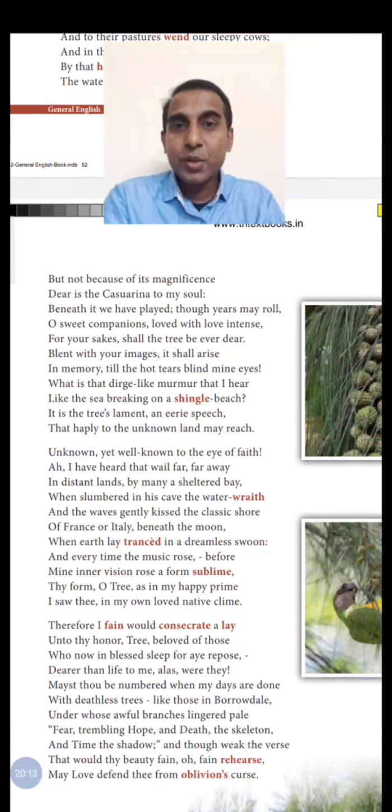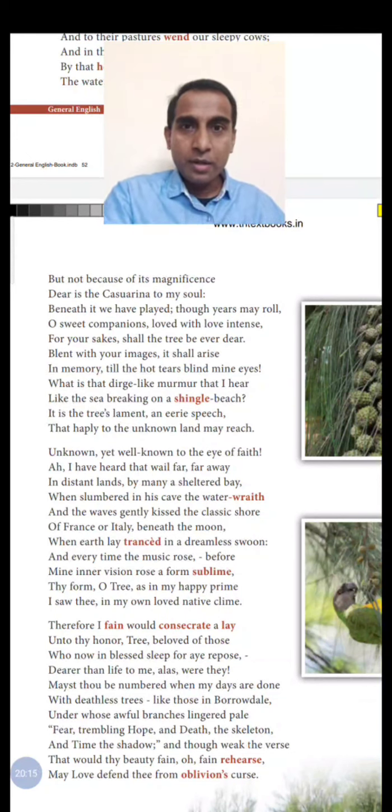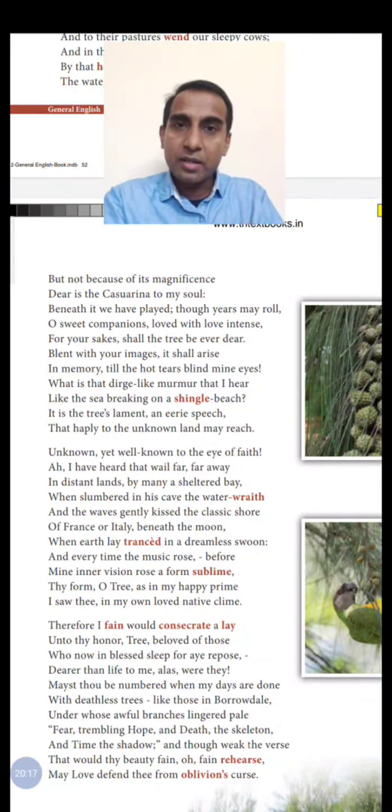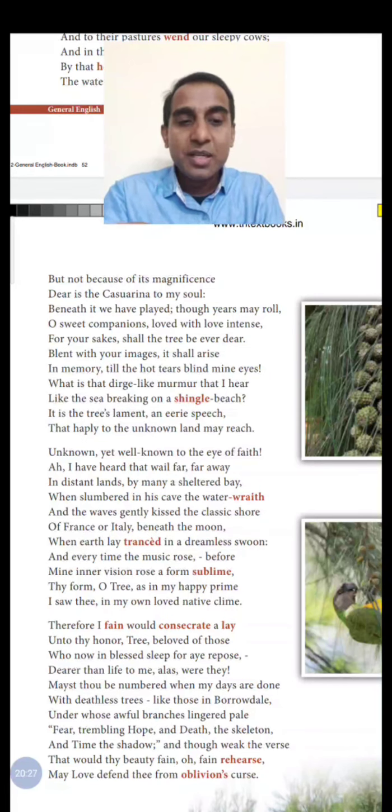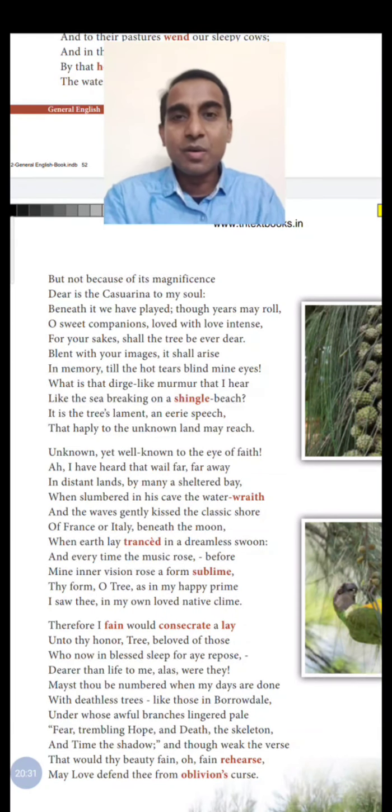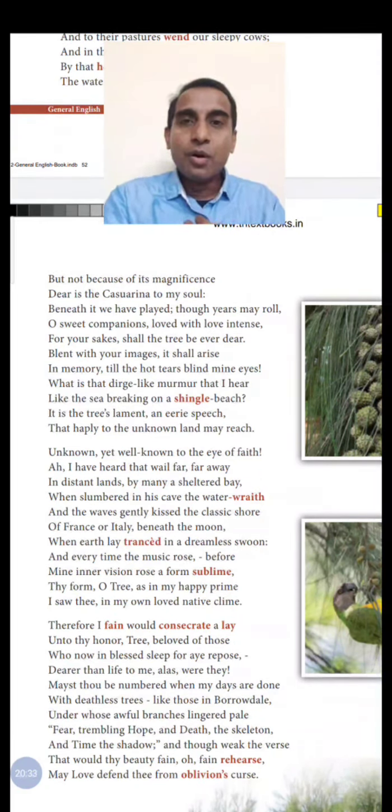The sound which she could hear, like how sea water is coming and hitting the shingle beach, like how it is coming and hitting the pebbles of the rock. No, she says it is the tree which is lamenting, an eerie speech. Eerie speech means strange and frightening speech. As if, no, the tree couldn't speak at all. It is feeling the loss of all those small children who played there.